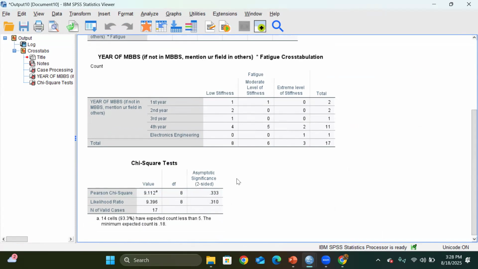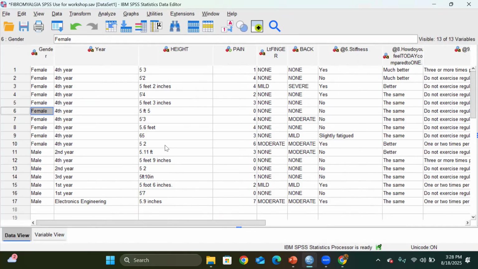But suppose it is significant, the Pearson chi-square value is less than 0.05. So we will be analyzing this as fourth year has more chances of low stiffness, and also it has more moderate level of stiffness and extreme level of stiffness as compared to all the other years. Okay. So, but after describing the significance, you have to explain the table above. Okay. So, this was about the chi-square.